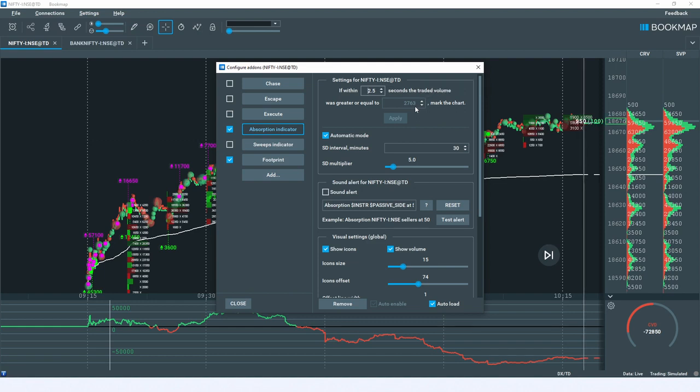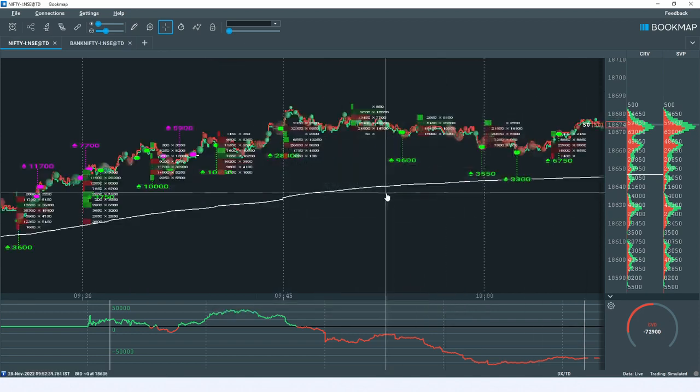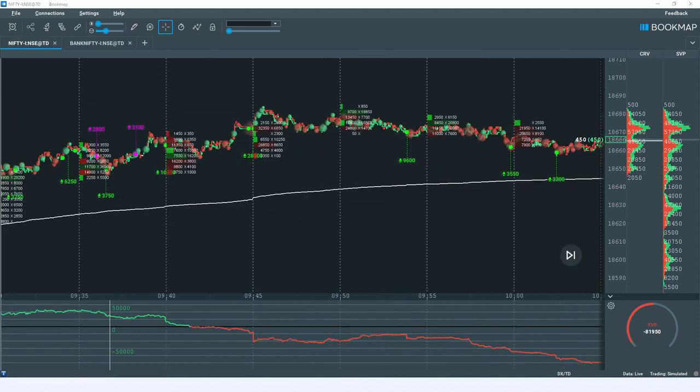The logic behind it is very simple. Let me explain with the chart over here. At this price level we can see the absorption. That means around 9,600 orders got executed at this price level within 2.5 seconds. And the beauty of the indicator is that it shows us the behavior. At this price level, it was aggressive sell orders that got executed within 2.5 seconds.